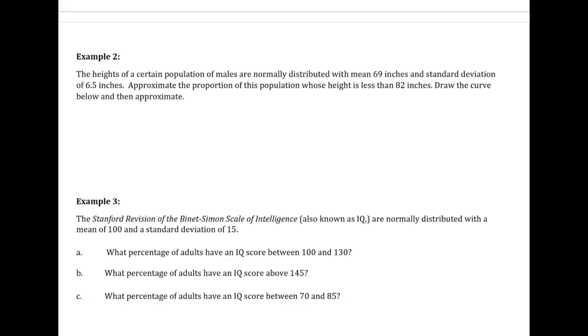The heights of a certain population of males are normally distributed with a mean of 69 inches and a standard deviation of 6.5. We're going to approximate the proportion or percentage of the population whose height is less than 82 inches. So we'll draw a normal curve, kinda. As long as it's symmetric, it works okay.